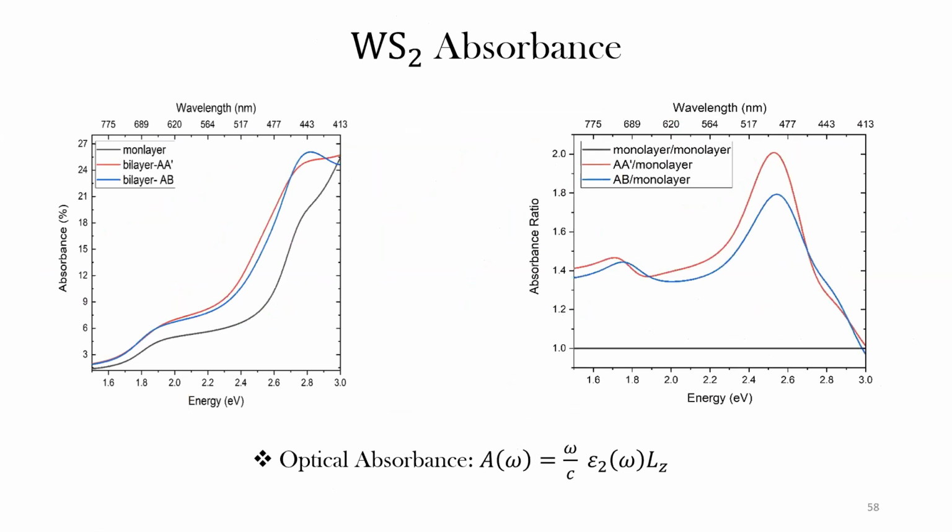So depending on stacking, we have absorbance calculation. Here, absorbance means the fraction of photon energy absorbed by a system. So we go from the monolayer, which is the black curve here, to bilayers here. We see that for a particular stacking, there is more increase at different energies.